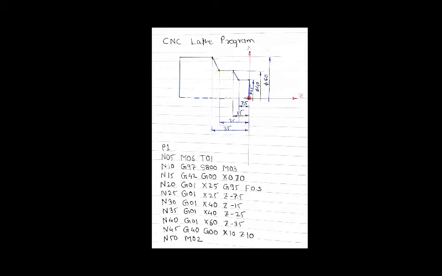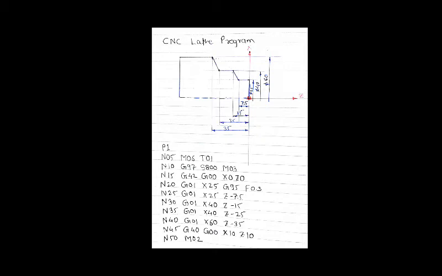Now we are going to do the taper turning. So it is defined in next block, that is N40, G01, X60, Z minus 35. Our tool has arrived over here and we have finished the cut.